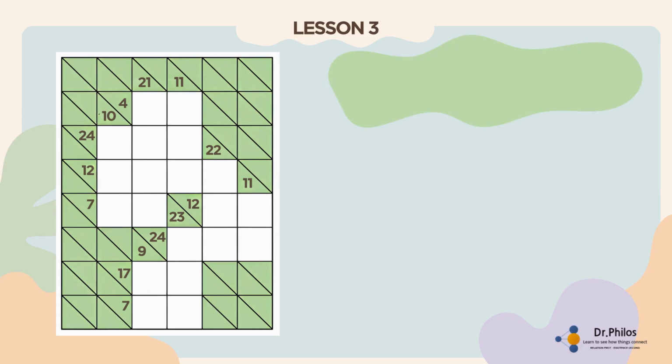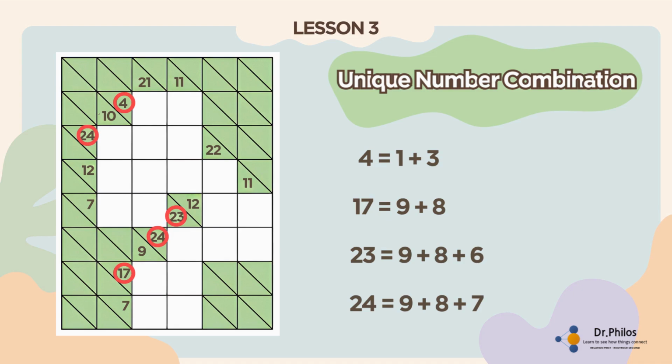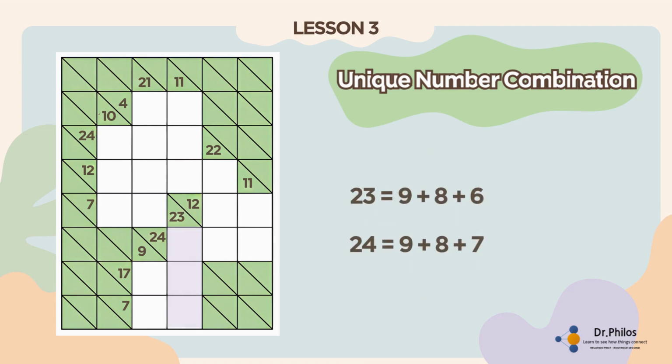I found the unique number combinations first. They are 4, 17, 23, and 24. Since the 23 line and the 24 line cross each other, I will try to figure out 6, 4 first. Go ahead. There are two common numbers, 9 and 8. I can't figure it out yet. What should we do? I'll just try putting in 9 first.